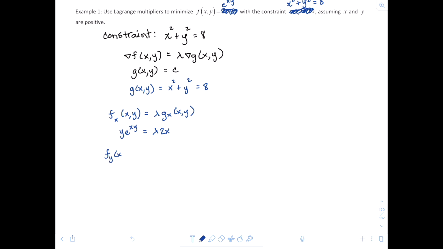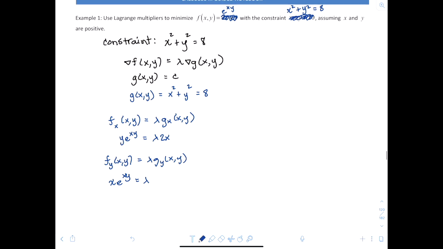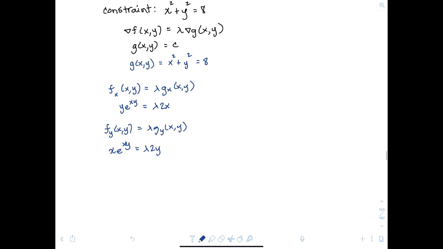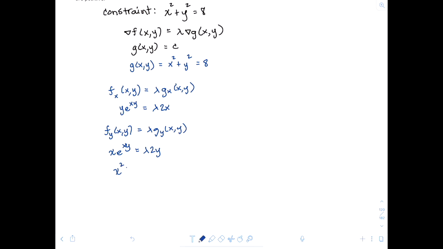fy(x, y) will be equal to lambda times gy(x, y). And so this time we would get x e to the xy is equal to lambda times 2y. And then remember, we are still looking at our constraint, which is x squared plus y squared is equal to 8.